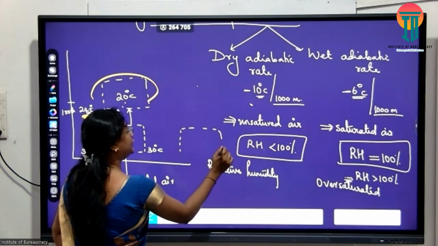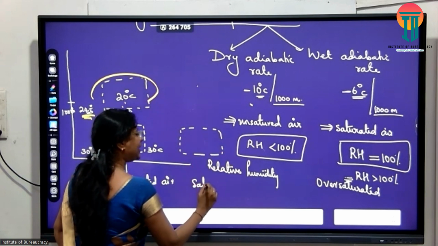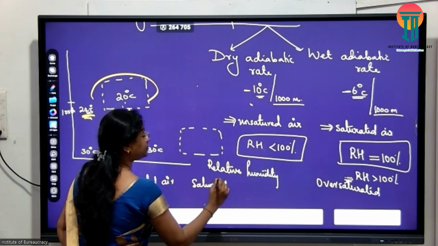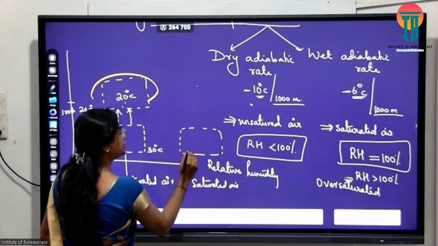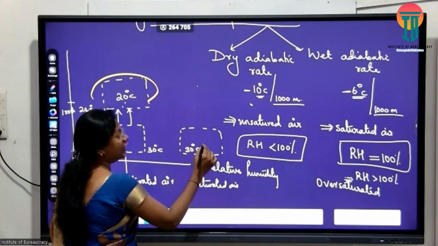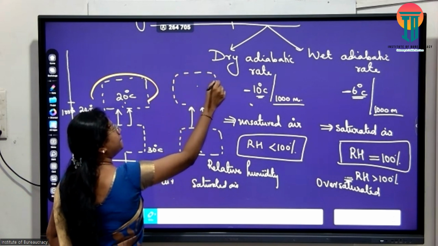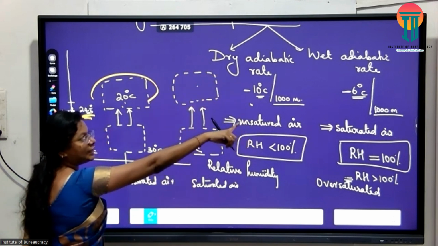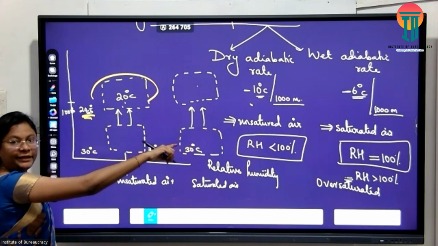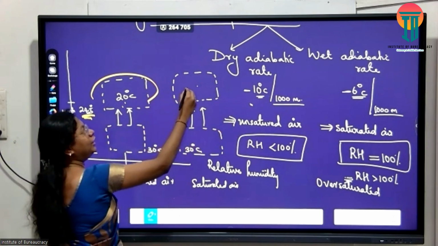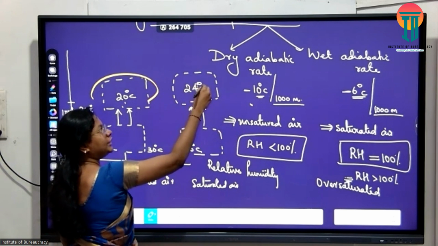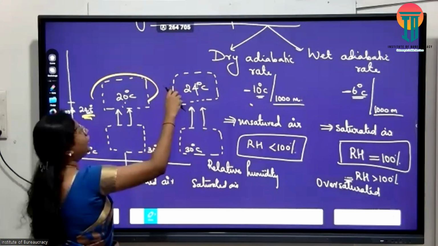இதுவே unsaturated air ன்னு எடுத்துக்கிறேன். If this is my saturated air, அதே surface temperature 30 degrees Celsius. When the saturated air ascends, அது எந்த ரேட்ல ascend ஆகும்? -6. அப்ப இதோட வேல்யூ என்ன? 24 degrees Celsius. Surrounding air ஓட வேல்யூ என்ன?